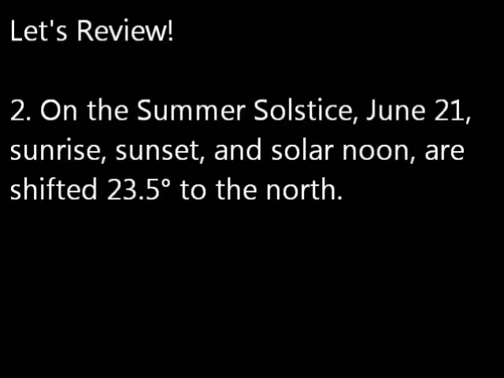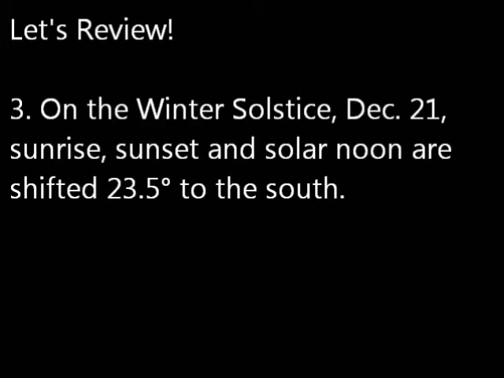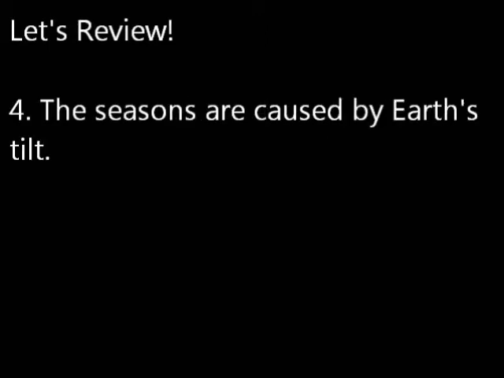On the summer solstice, June 21st, sunrise, sunset, and solar noon are shifted 23.5 degrees to the north compared to the equinox. And on the winter solstice, December 21st, sunrise, sunset, and solar noon are shifted 23.5 degrees to the south compared to the equinox. And lastly, the seasons are caused by Earth's tilt.